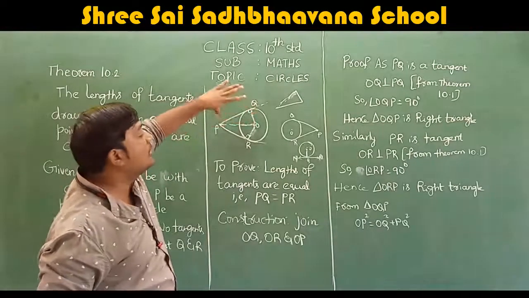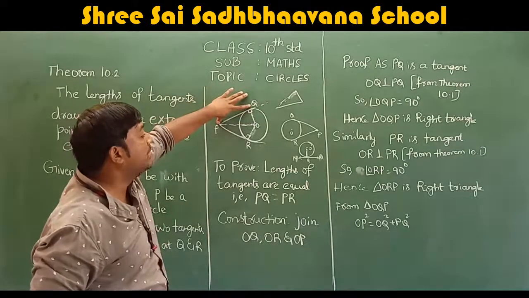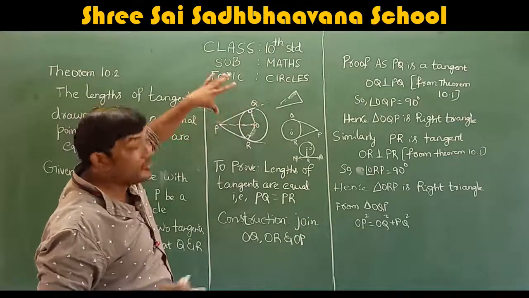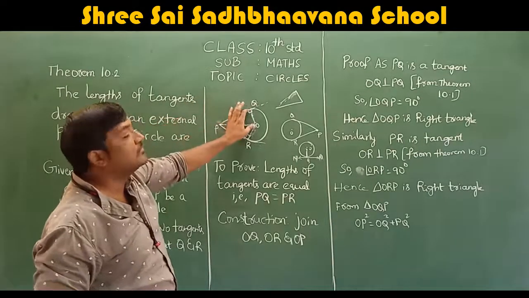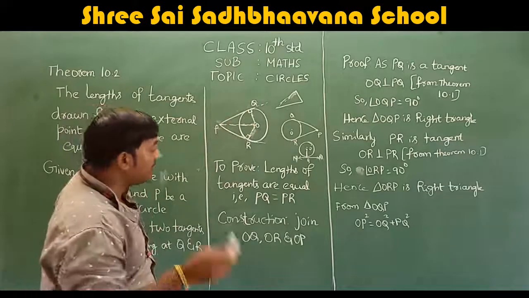So OP square should be equal to the, what are the other two sides? PQ and OQ. So the sum of the squares of the other two sides. So what is the square of this? PQ square, and what is the square of this? OQ square. I'll repeat once again.